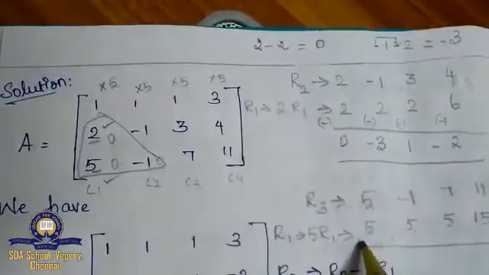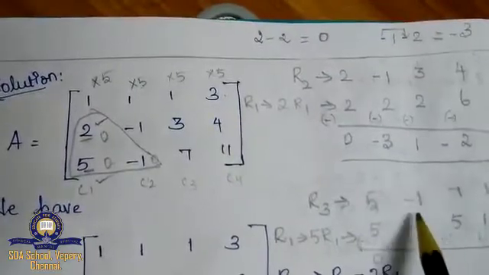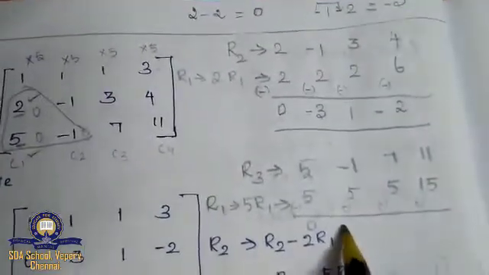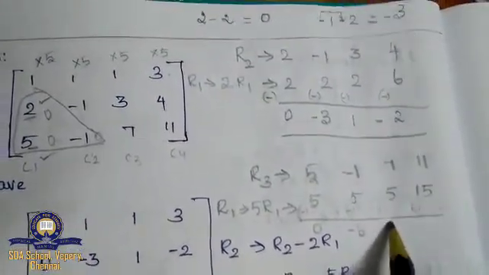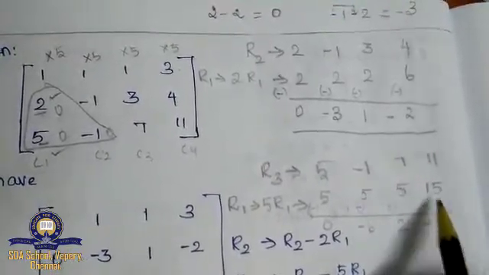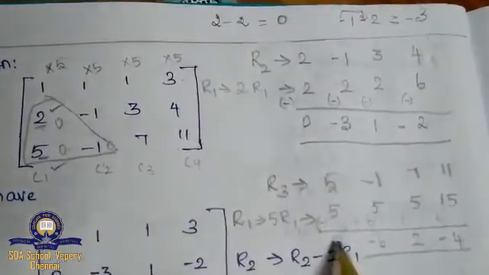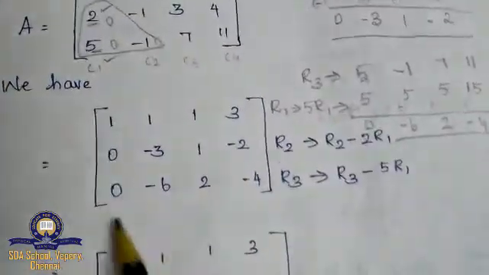So if I subtract, it means 5 minus 5 is 0, 1 minus 5 is minus 4... so what is my answer? Minus 6, and 7 minus 5 is 2, and 11 minus 15 is minus 4, because of the greater sign. Okay, so now my new value is 0, minus 6, 2, minus 4. So instead of R3 you're going to write 0, minus 6, 2, minus 4.